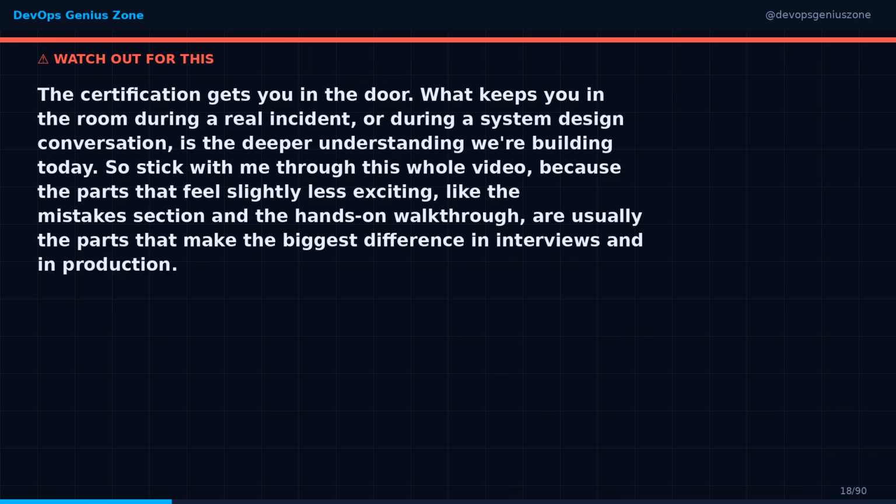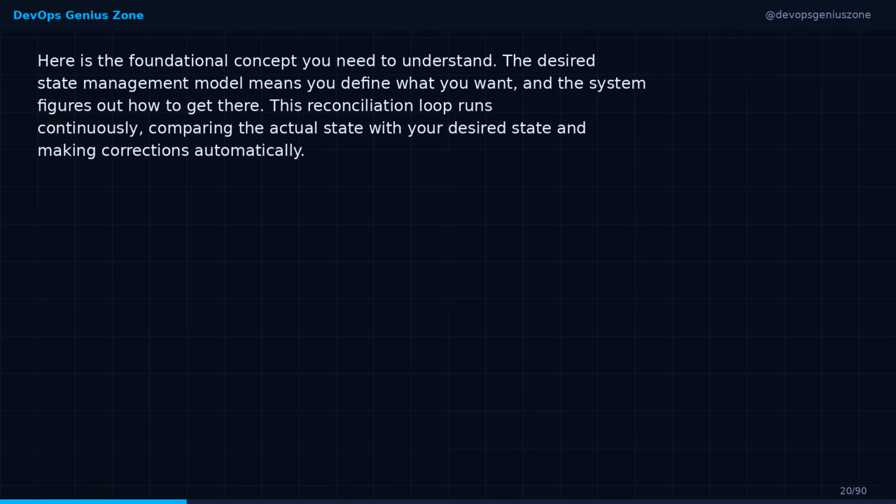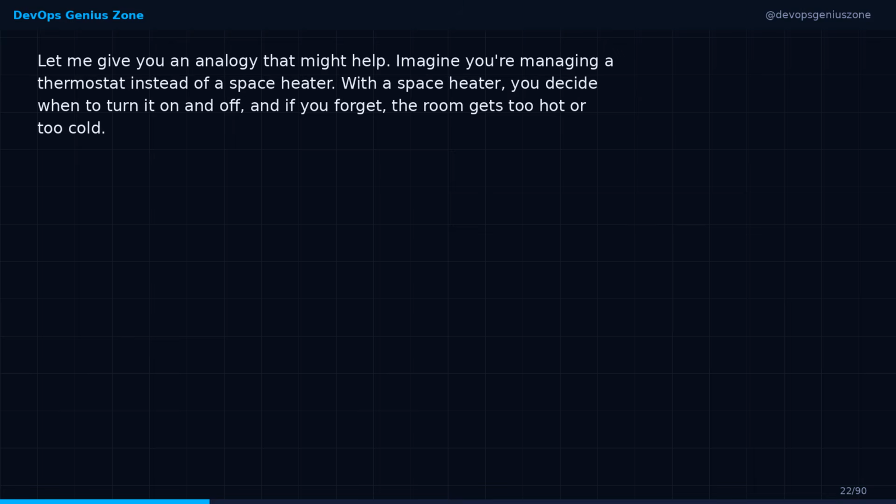The desired state management model means you define what you want, and the system figures out how to get there. This reconciliation loop runs continuously, comparing the actual state with your desired state and making corrections automatically. That is what makes modern DevOps systems so powerful and resilient. When you embrace this pattern with how to monitor Kubernetes with Prometheus and Grafana, you stop manually tweaking configurations and start letting the platform maintain reliability for you. It's a mindset shift from imperative to declarative thinking, and once you get it, everything else about how to monitor Kubernetes with Prometheus and Grafana clicks into place.